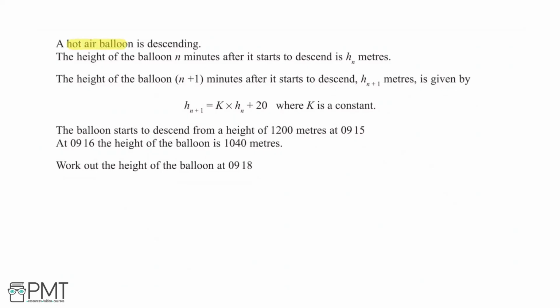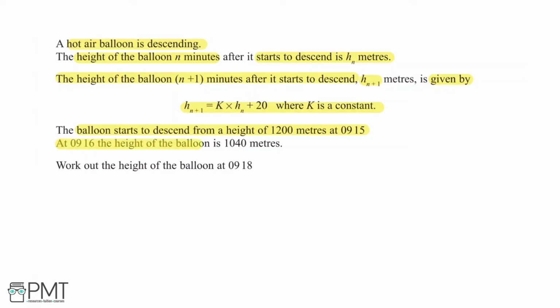We are told a hot air balloon is descending. The height of the balloon, n minutes after it starts to descend, is hn meters. The height of the balloon, n plus 1 minutes after it starts to descend, denoted by hn plus 1, is given by this equation here, where k is a constant. The balloon starts to descend from a height of 1,200 meters at 9:15.